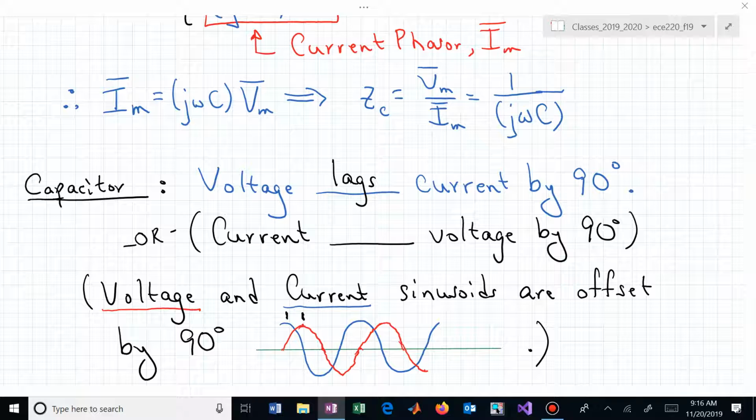And you can see that with this current expression. You now say I sub m is equal to j omega c v sub m. Then I is 90 degrees ahead of the voltage phasor due to that relationship. Or you could then say that the current leads the voltage by 90 degrees.